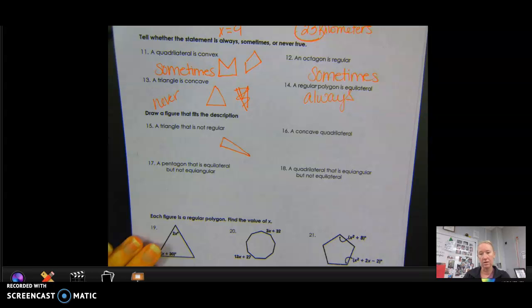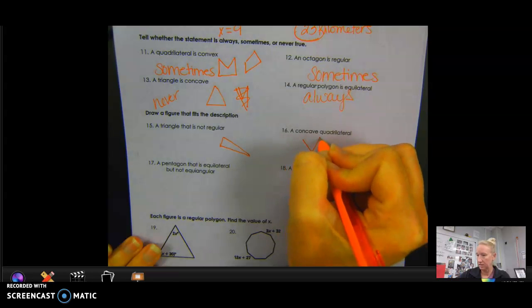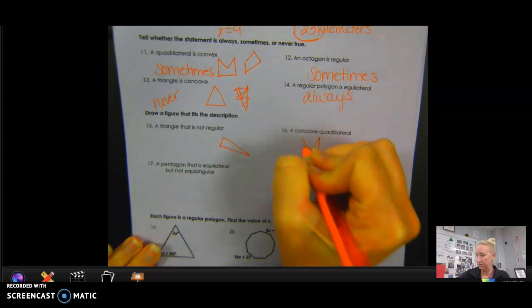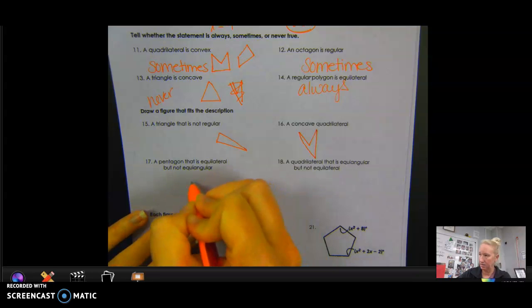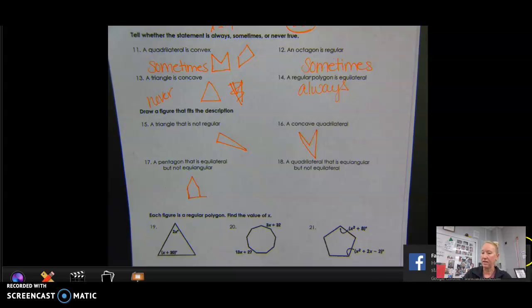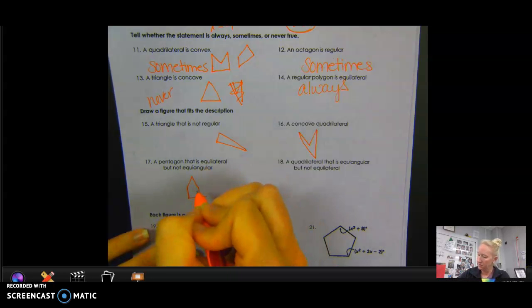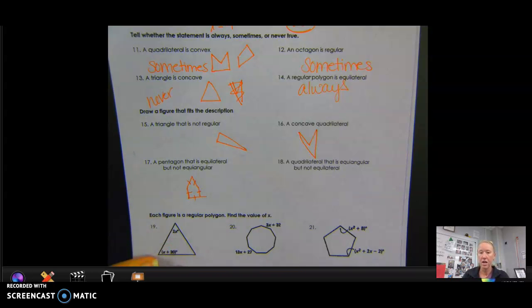Not regular. I'm not marking any sides or any angles to be equal. Concave quadrilateral, so a concave, four-sided figure. There we go. Pentagon that is equilateral but not equiangular. I typically draw a house, so if it's not equiangular, you just have to make sure that these sides are equal, so I'm going to mark those as being equal. A quadrilateral is equiangular but not equilateral.